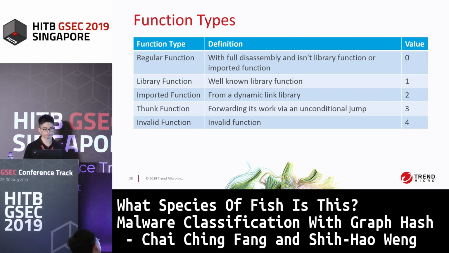So, function type. We refer to these 5 function types from BinDiff. BinDiff is a subproject of BinDiff. They include regular function, library function, import function, thunk function, and embedded function.